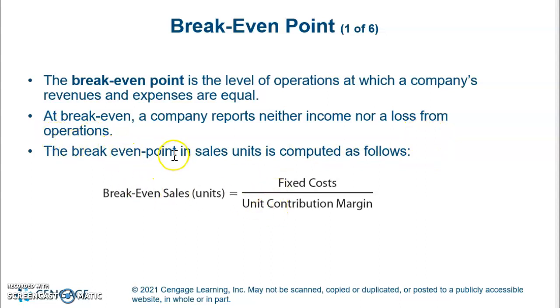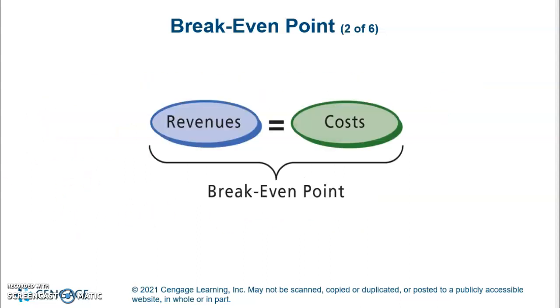And to calculate the break even in sales units, you're going to take your fixed costs and divide by your unit contribution margin. So if you want your break even in units, you need to divide by your unit contribution margin. So here's just a visual where your revenues equal your costs. So it's going to cover your costs.